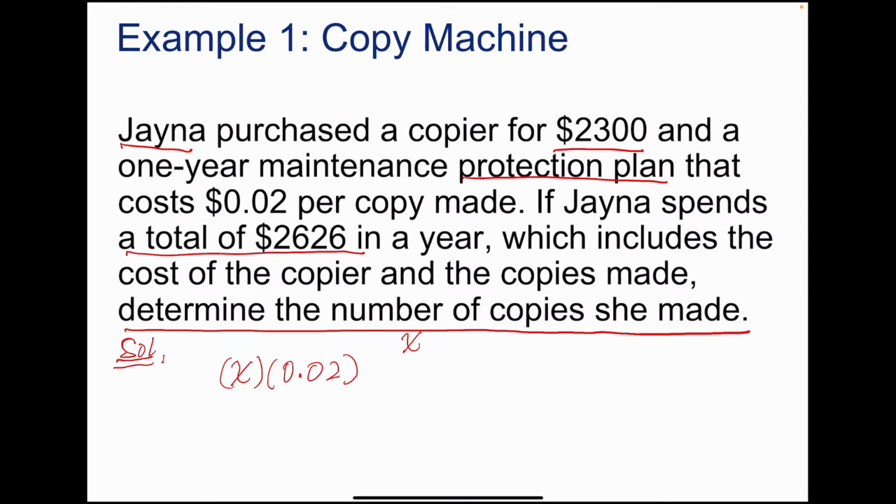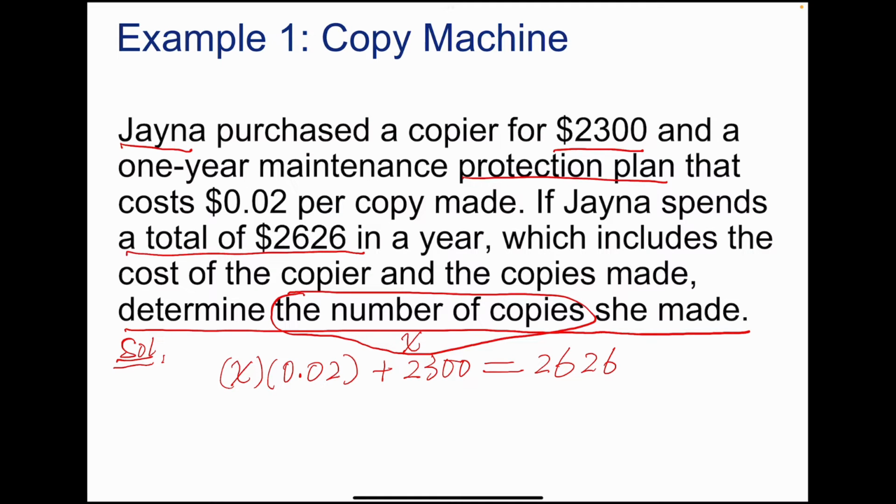That would give you the total amount of money she would be charged for making X copies, right? Now, plus initially she needs to pay $2,300 to purchase a copier. And the sum of those two amounts should be equal to the total amount of money she spent in that year. So this should be the equation, right? That should be the equation that you can set up, okay?